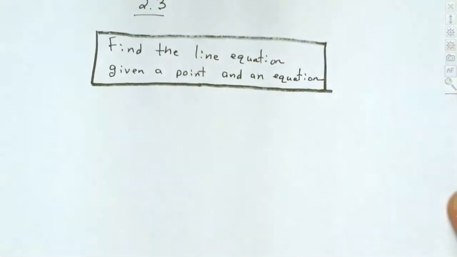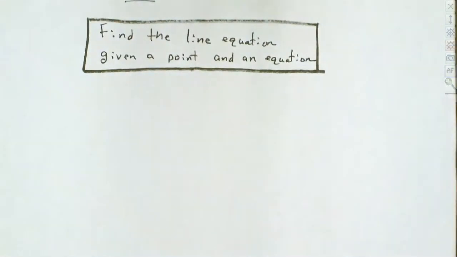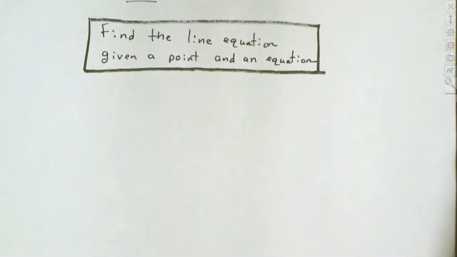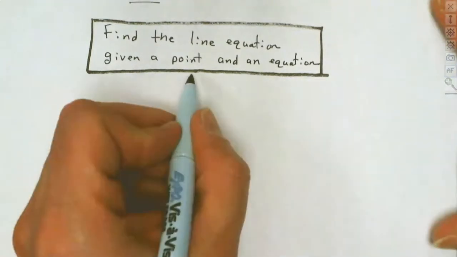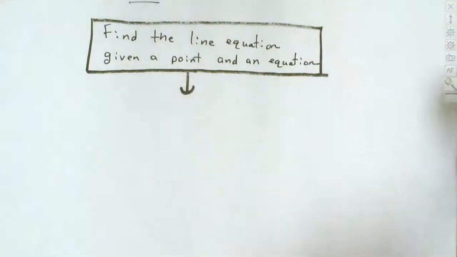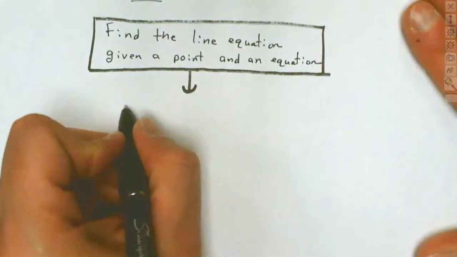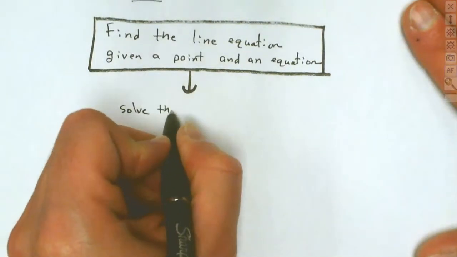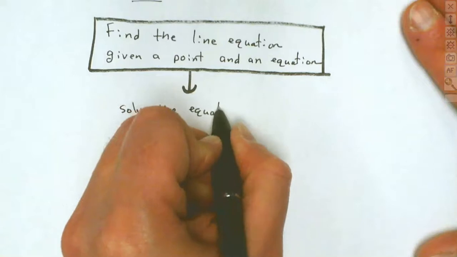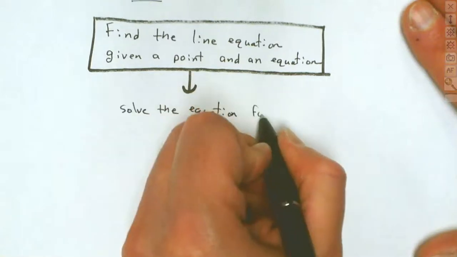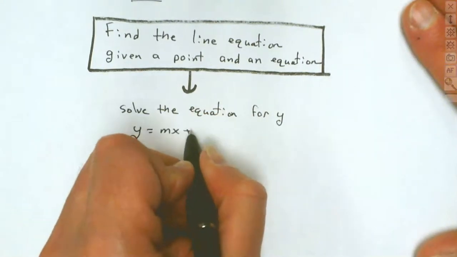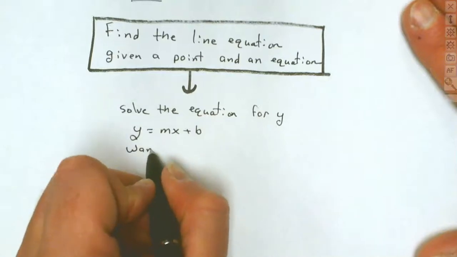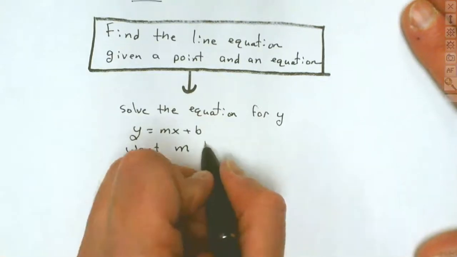Now we do need to make sure that we get the slope, because we always want to go back to point slope. So how do we get the slope from an equation? Well, we have to solve that for y. So that's going to be our first step, we solve that equation for y. And that gives you y equals mx plus b. And we want m, the slope.